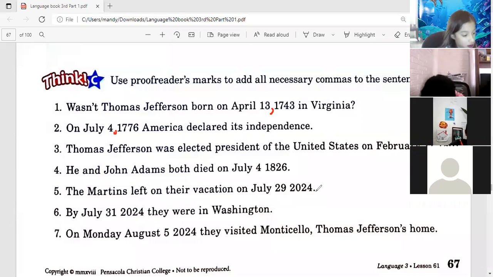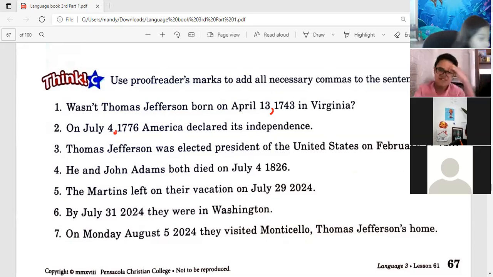Next one. Aaron, number 3. Thomas Jefferson was elected president of the United States on February 17, 1801. In which part do I write a comma? Good afternoon, Aaron. You have the date here. February 17, comma. It's the same in Spanish, yes? Comma, 1801. Thank you, Aaron.